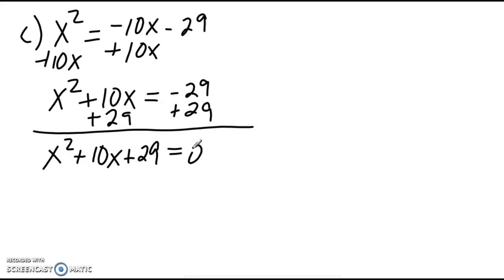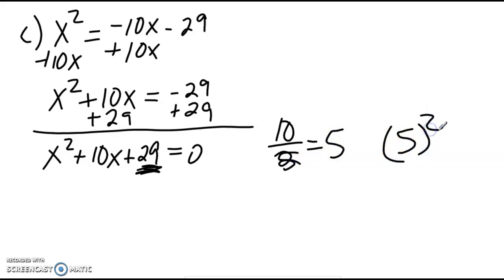So this is method 2. This is different from how we did the first one. What does this number need to be in order for me to factor it? 25, right? Because 10 over 2 is 5, and then I'll square the 5, and that's what should go right here. So that needs to be 25. How can I make that 25? What do I need to do to it?